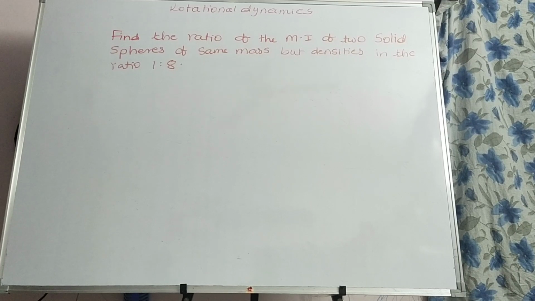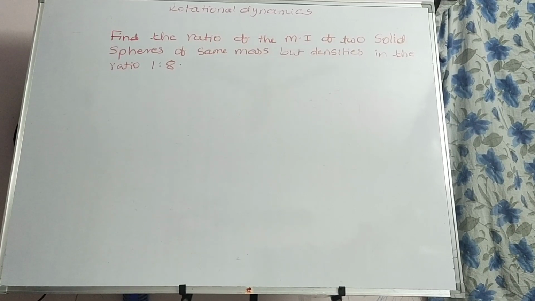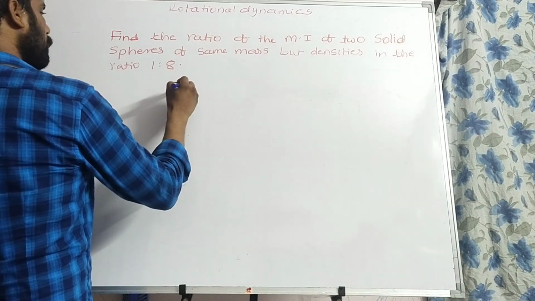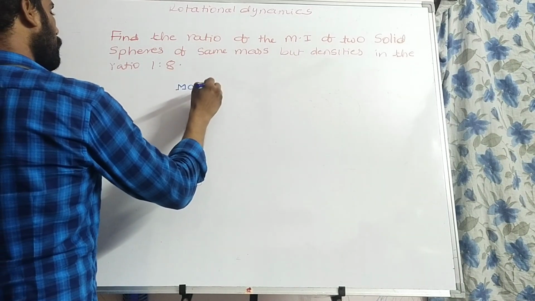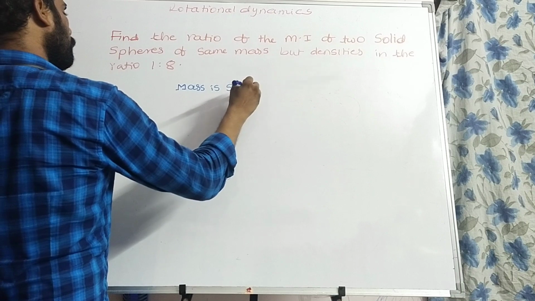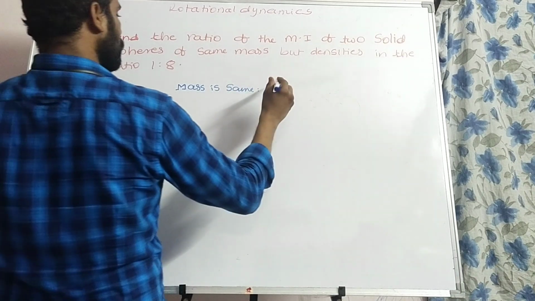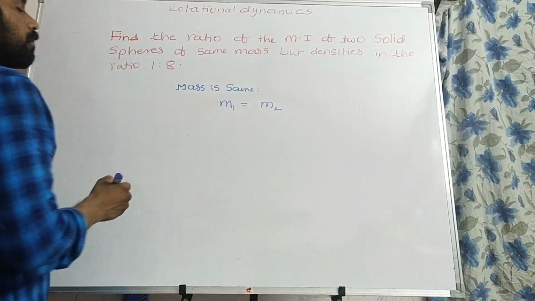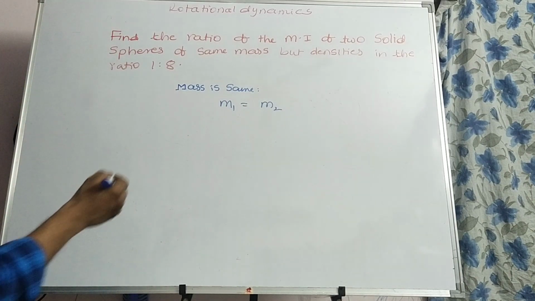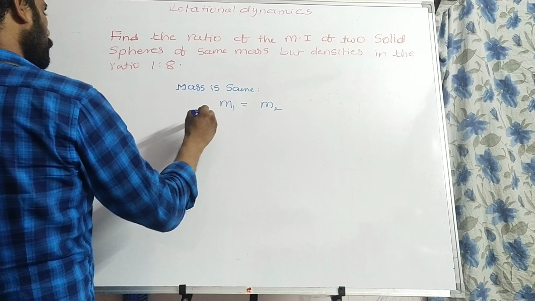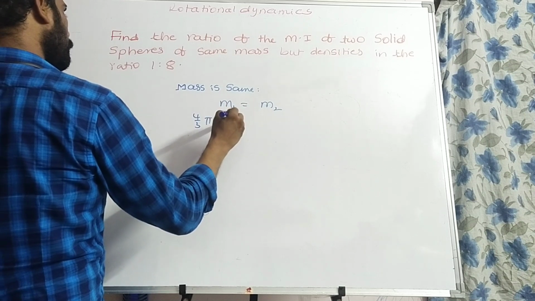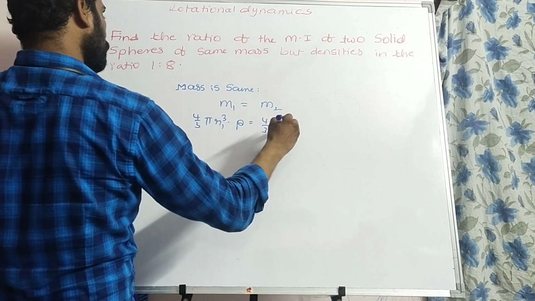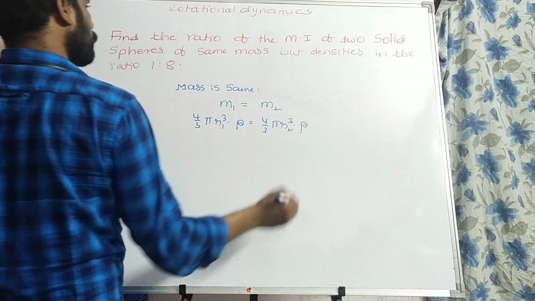Find the ratio of the moment of inertia of two solid spheres of the same mass but density in the ratio 1:8. So here the mass is the same. Mass is the same means let us consider m1 is equal to the mass m2. So that is 4 by 3 pi r1 cube into density rho is equal to 4 by 3 pi r2 cube into density rho.